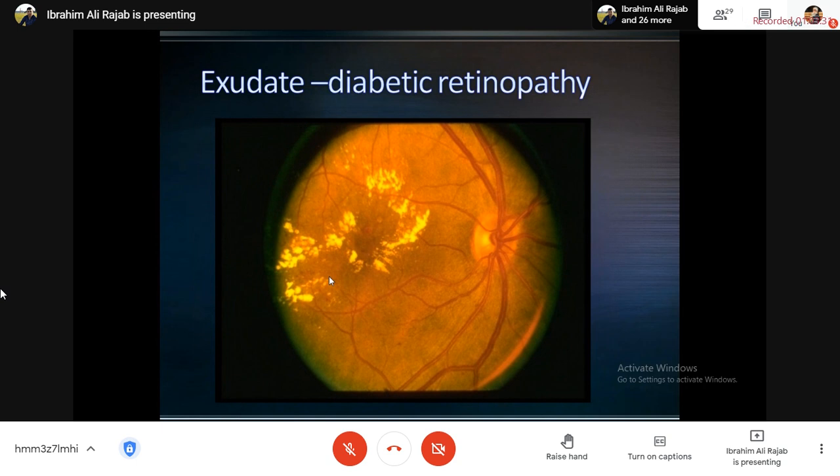How can you give me one instrument to examine the fundus? Yes, direct ophthalmoscope. Direct ophthalmoscope. Give me a second instrument to examine the fundus.